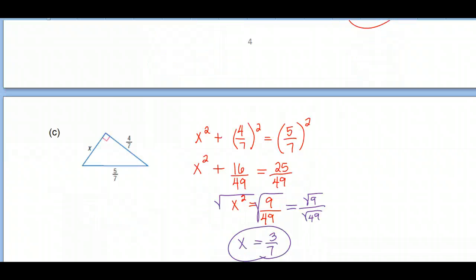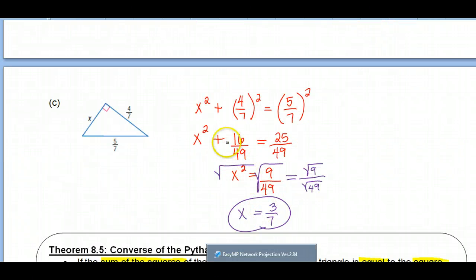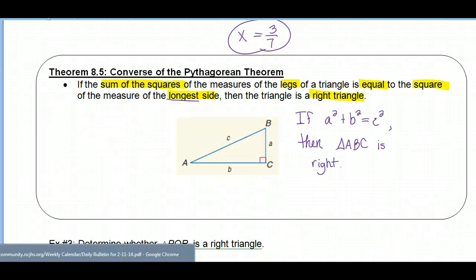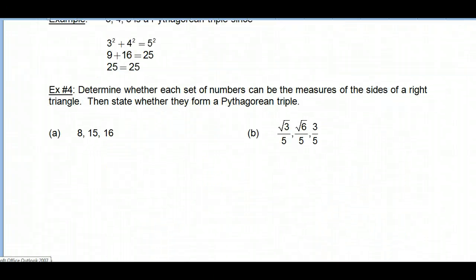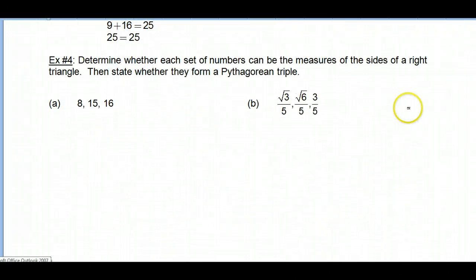I will say that this one is not a Pythagorean triple because they have fractions. So if it's a fraction, it could still be a right triangle, but we don't call it a Pythagorean triple. So there are two parts to the question that we're looking at. There's one, do they form a right triangle?